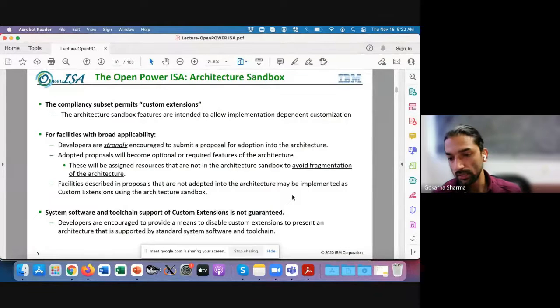So these custom extensions you can put in, and let's suppose that becomes part of the architecture. Let's suppose you put in an additional optional feature. Although added, there is an option to disable or enable that feature. For example, in Power 9, I will tell you one feature. There is a new notion of transactional memory. What this transactional memory does is it tries not to lock the data.